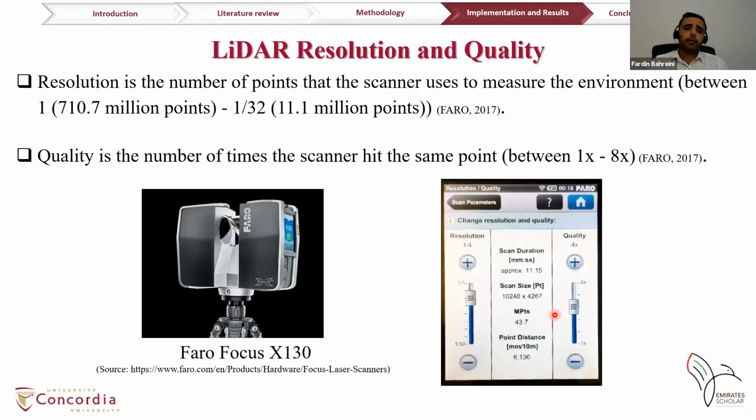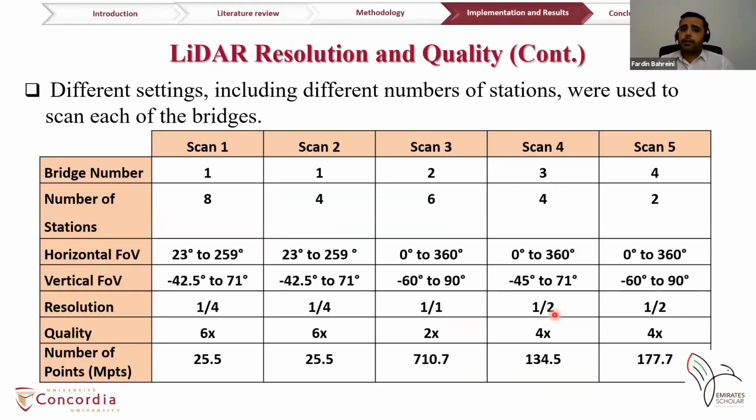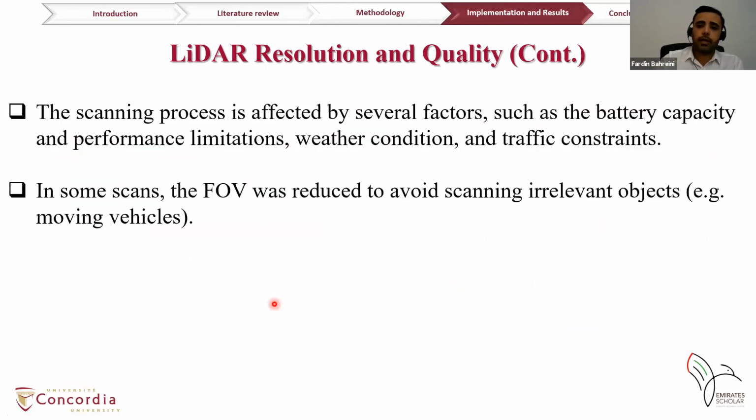Let's take a look at LiDAR resolution and quality. In this paper, we used a Faro laser scanner which has the resolution of 1/32, and the quality, which is the number of times the scanner hit the same point, was between 1 to 8 times. Different settings, including different numbers of stations, were used to scan each of the bridges. As you see in the table, 5 scans were captured, and different resolution, vertical field of view, horizontal field of view, and quality were used for the captured dataset.